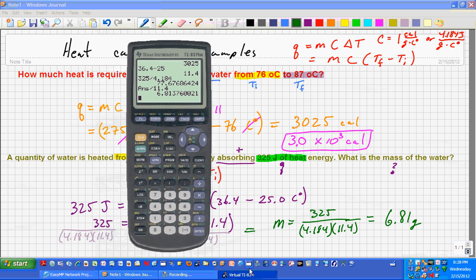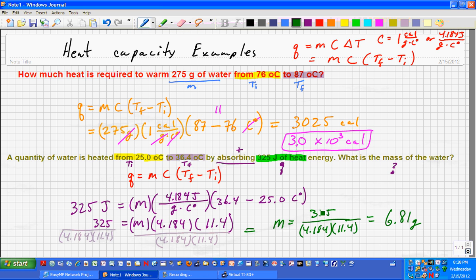6.81 grams, right? Was that the right number of sig figs? 6.813, yeah, because I need 3 sig figs. I've got 3 sig figs here, 3 sig figs here, 4 sig figs here. So there's my mass to the right number of sig figs. Pretty straightforward stuff once you get it set up. The algebra is pretty simple. It's easiest if you identify your unknown and your givens before you go ahead and attempt to substitute them into the equation.